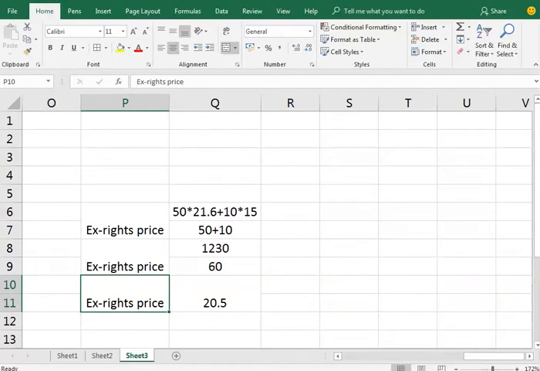That 1230 you previously gave a working for, saying it's the earning ability. That is 50 into 21.6. Okay, let's take it this way. It's 50 into 21.2. This is today's value of the company, which is 1060 crore.